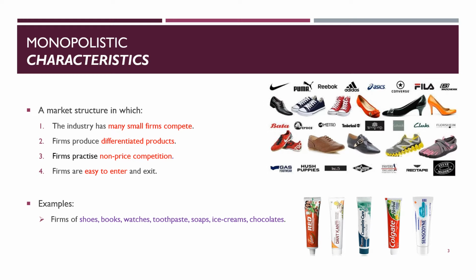Monopolistic is a market structure that has many firms competing in the industry. These firms produce differentiated products. Therefore, they can practice non-price competition to increase market share. Besides that, monopolistic firms are relatively small in size. Therefore, it is easy to enter and exit the market. The firms that are producing shoes, books, watches, toothpaste, soaps, ice creams, and chocolates are monopolistic firms.